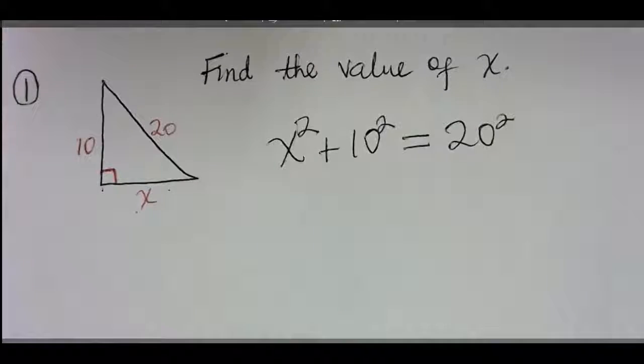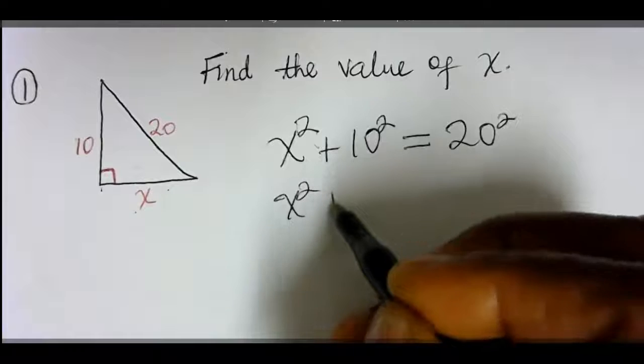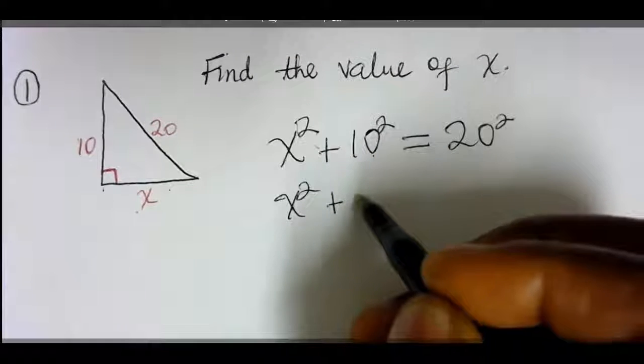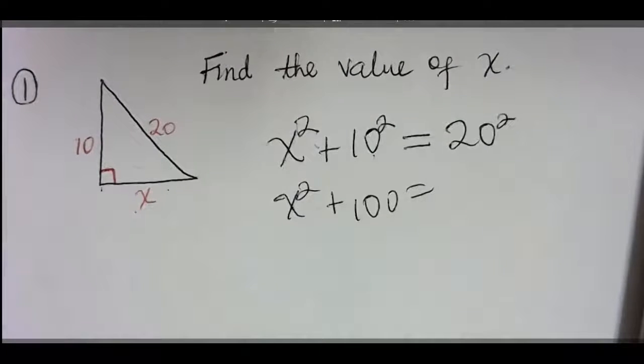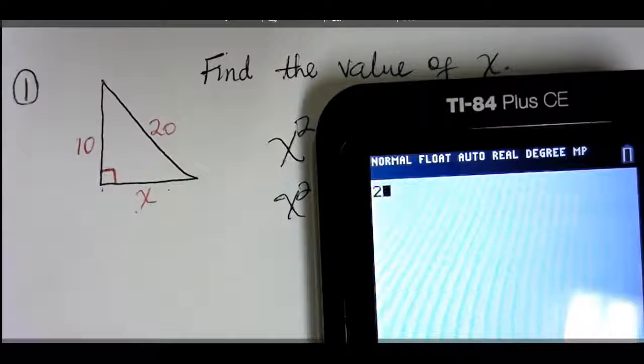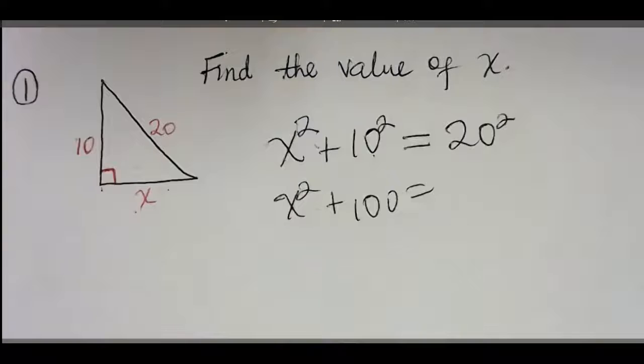I'm going to highlight this a little bit. Then simplify the numbers and solve the equation. 10 squared is 100, and then 20 squared, on my calculator, 20 times 20, that's 400.